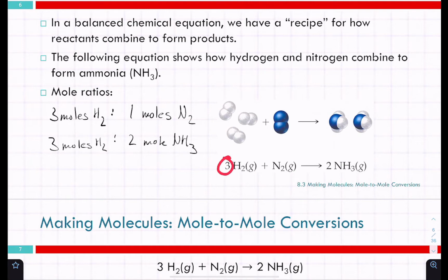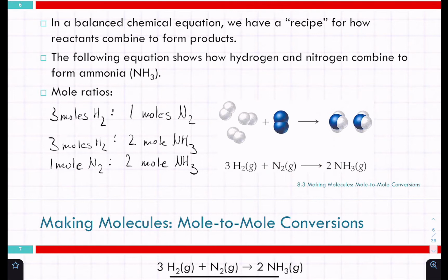So for these mole ratios, again, we're just looking at these initial coefficients. That's what's determining the ratio. And we could even do for 1 mole of N2, how many moles of ammonia could we make? Yep, just 2 again. So 2 moles of NH3.